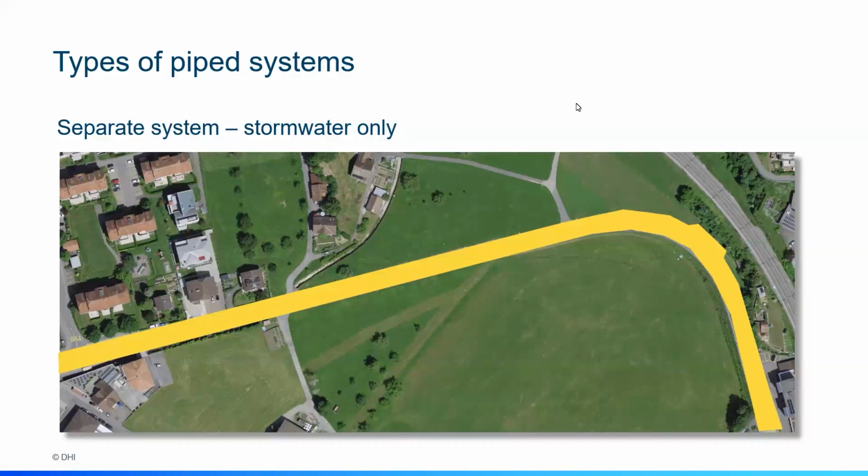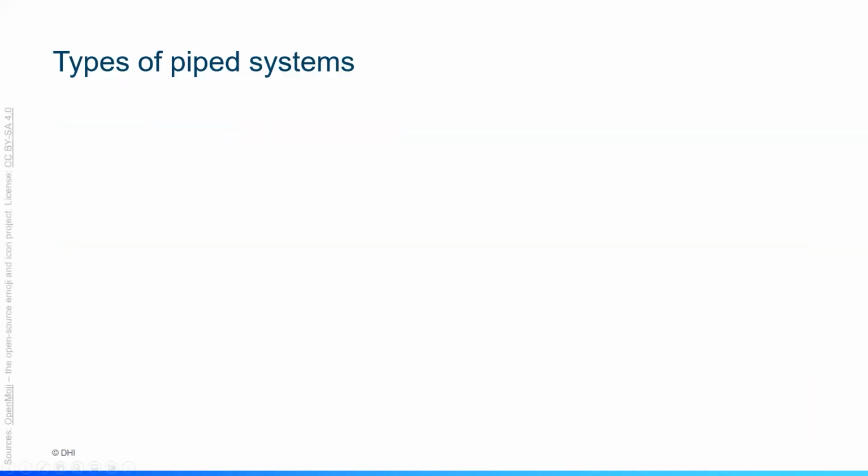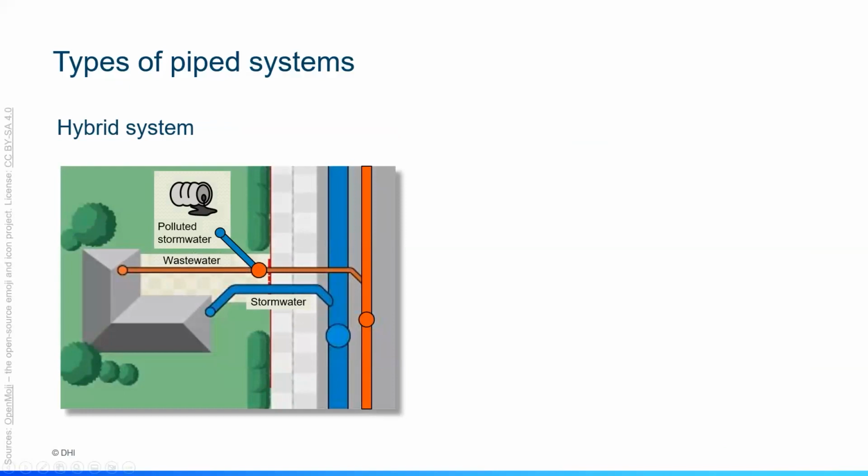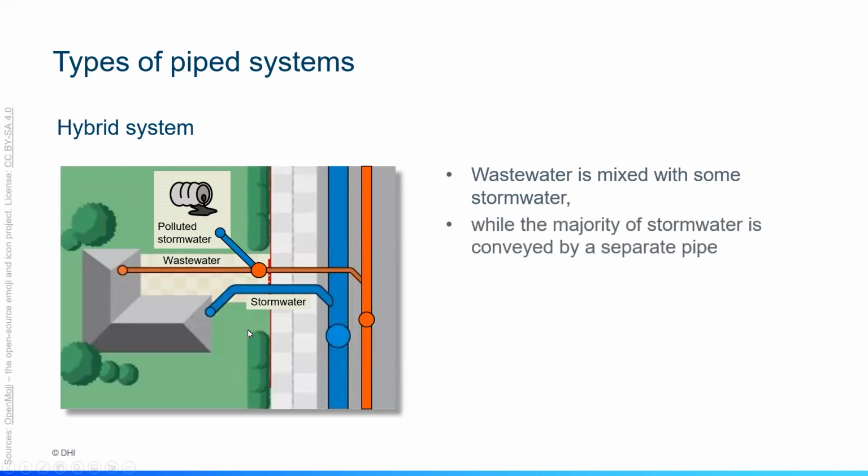And the last system I want to talk about is the so-called hybrid system, which becomes more and more popular. And the big difference to the separate system, it looks similar to the separate system because it has two pipes in the street. But the big difference is that it also treats polluted stormwater in a different way. So the wastewater is mixed with polluted stormwater, and this flows towards the treatment plant. And then the majority of stormwater goes into the separate pipe and then into the river.